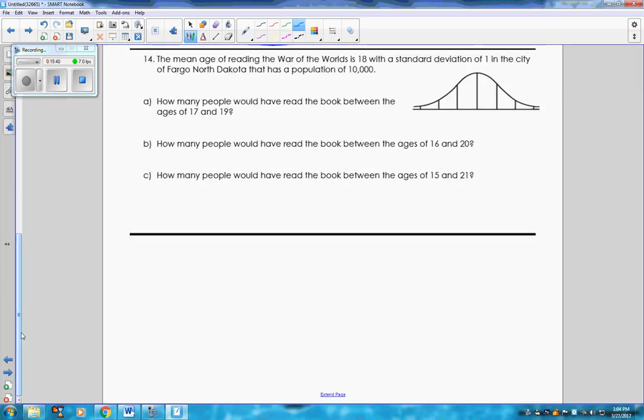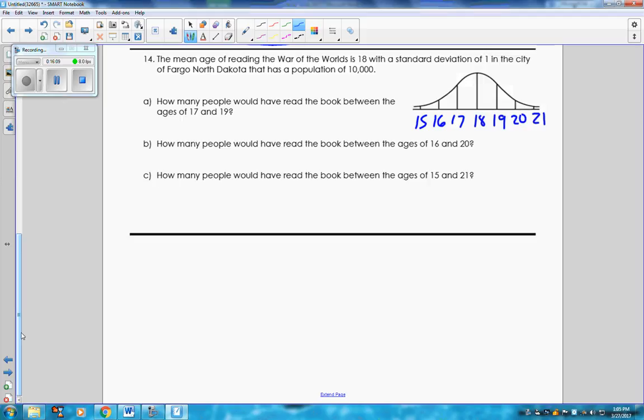The next problem says that the mean of the age of reading The War of the Worlds is 18 with a standard deviation of 1 in the city of Fargo, North Dakota, that has a population of 10,000. So if I fill in my little chart, I'm going to have 18 as the mean, and then 1 standard deviation away from left and right should give me this.